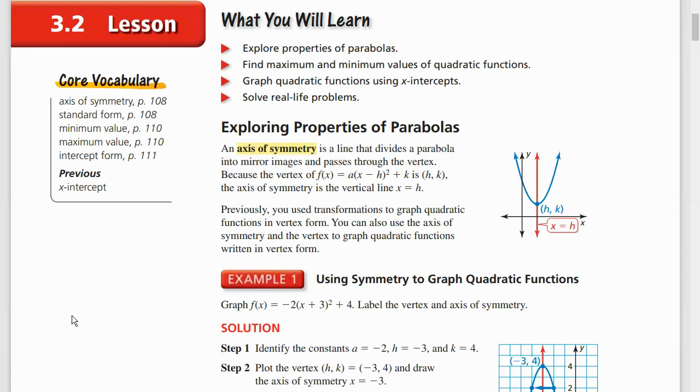Chapter 3, Section 2, we're going to look at some more concepts dealing with quadratics and parabolas. And so let's start with this idea of the axis of symmetry. So what is the axis of symmetry of a parabola?